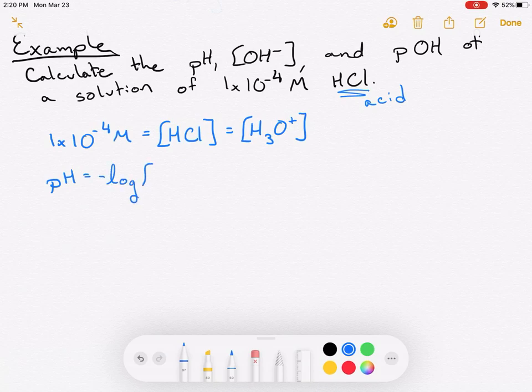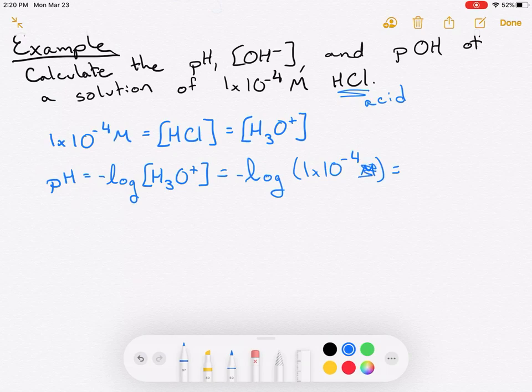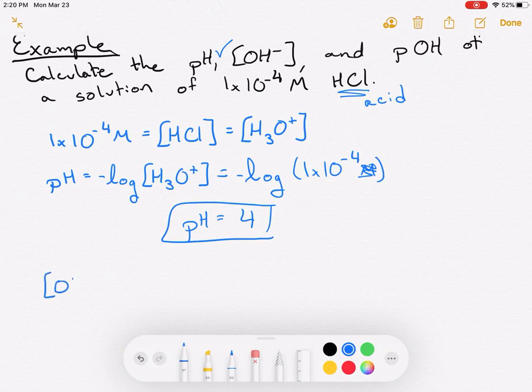Okay, so to find the pH, remember pH is just equal to the negative log of the hydronium ion's concentration, which we now have, so we can plug that in. We got negative log of 1 times 10 to the negative 4 molar. We don't need to worry about the units here. Plugging that into your calculator, you're going to end up with a pH equal to 4. All right, that's one of our questions answered. Check. Okay, we want to find the concentration of OH minus.